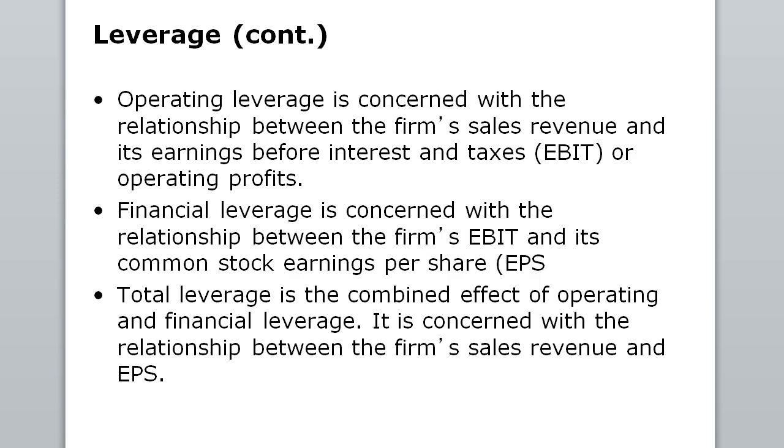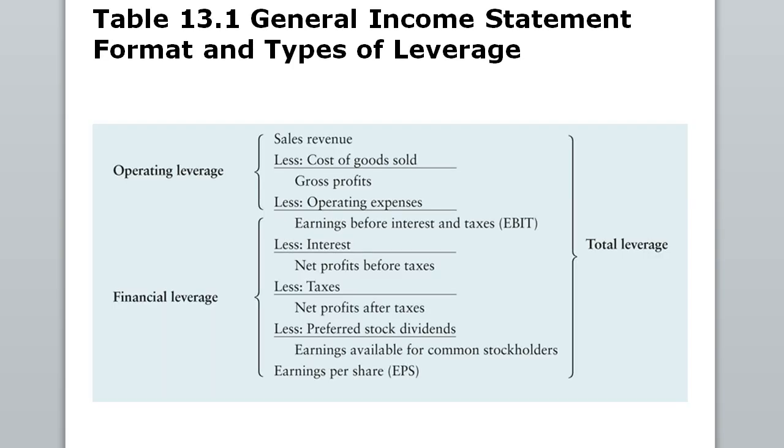So operating leverage is concerned with the relationship between sales and earnings before interest and tax, or what we call operating profits. Financial leverage is concerned with the relationship between the operating profits, the EBIT, and the EPS, the earnings per share. And total leverage is the combined effect of operating and financial leverage together. So looking at the full spectrum from sales to earnings per share, total leverage would be from revenues to earnings per share, and we can break that up into operating and financial leverage within the total leverage group.